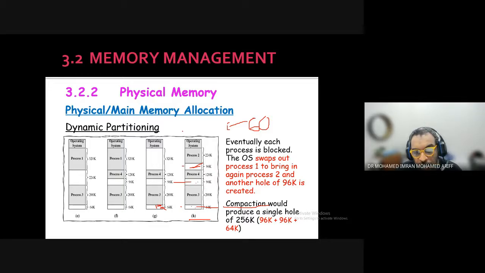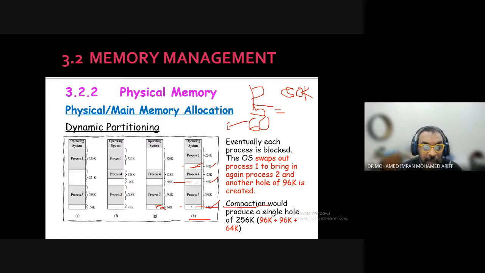All right. So based on this diagram, let's say there is a new process coming in. Let's say the new process which comes in is process 5. And this process is only 80 kilobyte. So 80 kilobyte can go here, and can go here. All right. But which location does it go?